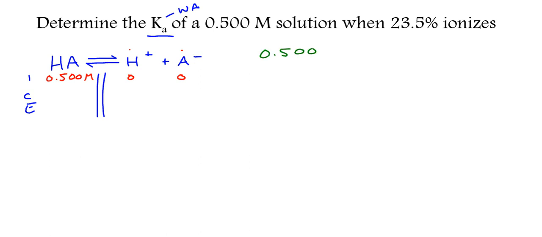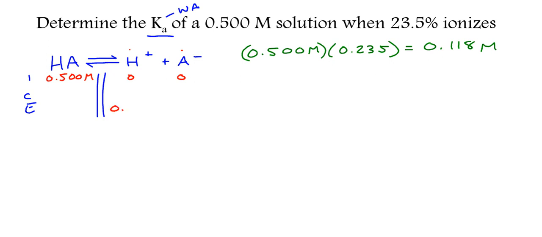What we need to do, and I'm just going to do it on the side to show, is find out what is 23.5%. If I have 0.5 and I multiply that by 0.235, I get 0.118 molar, meaning that's the concentration that has broken off as ions at equilibrium. So I'm going to plug those two values in on the equilibrium line for my two ions. Because there's zeros here, it drives to the right, so this is plus x and plus x.